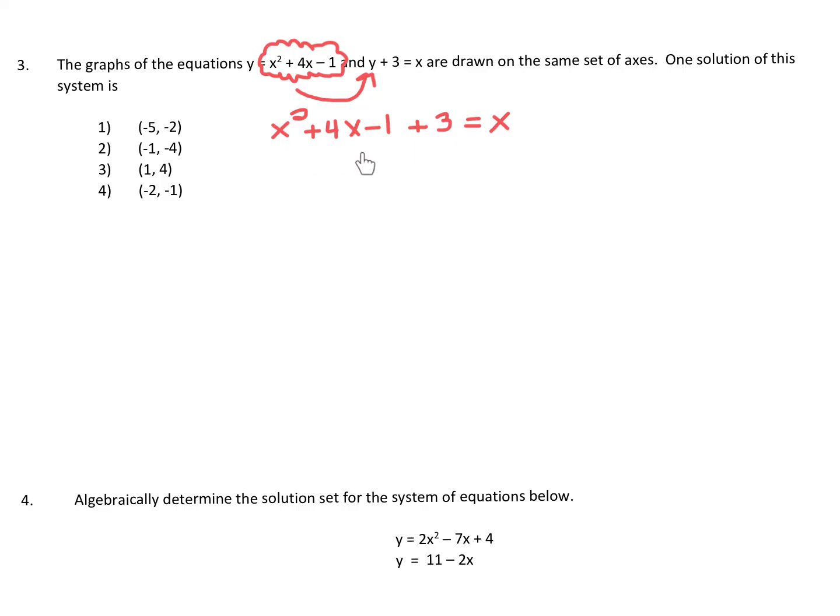So now we have an equation with just one variable, so we're going to solve for that variable. Since we have a bunch of x's in the equation and an x squared, I know I need to set this side of the equation equal to 0. So I'm going to subtract x from both sides of the equation. Now I have 0 on the right-hand side. When I combine my like terms on the left-hand side, x squared doesn't combine with anything. 4x minus 1x would be 3x. And then negative 1 plus 3 is positive 2.